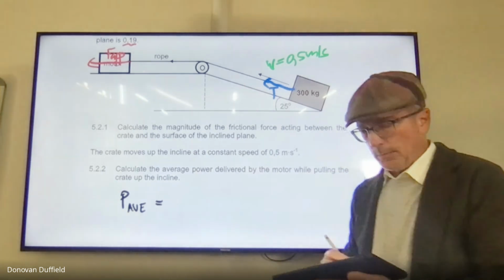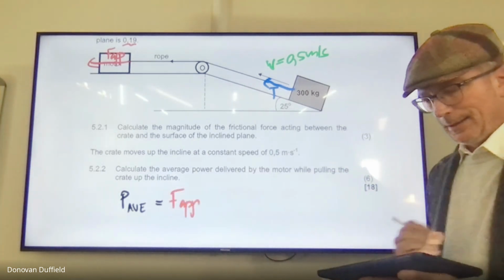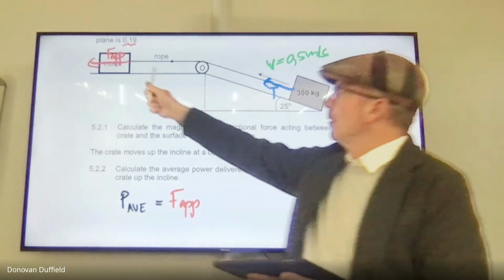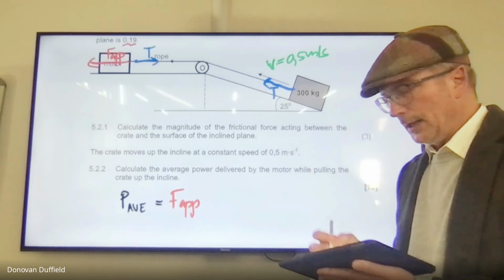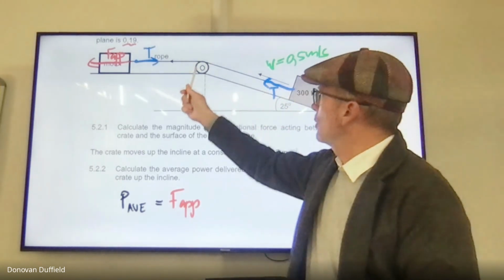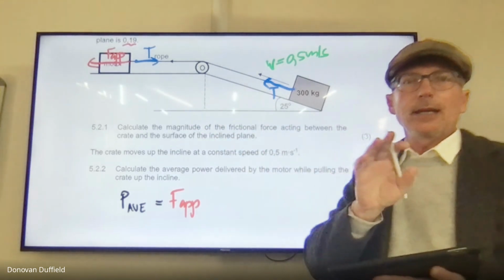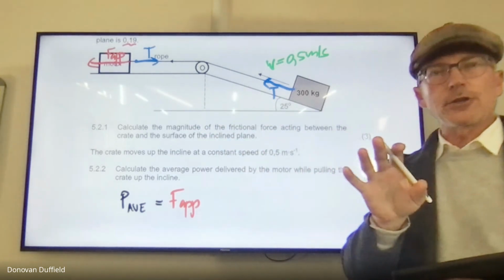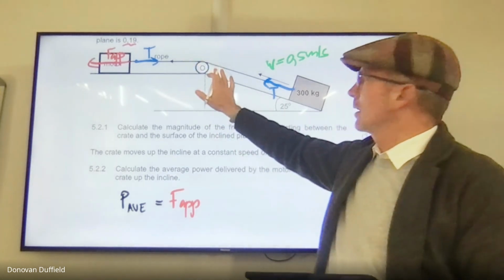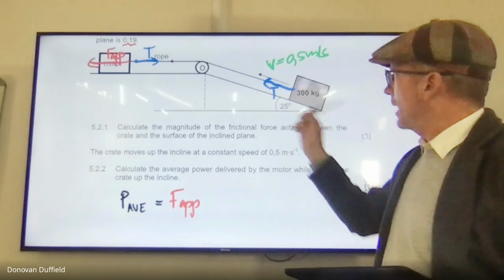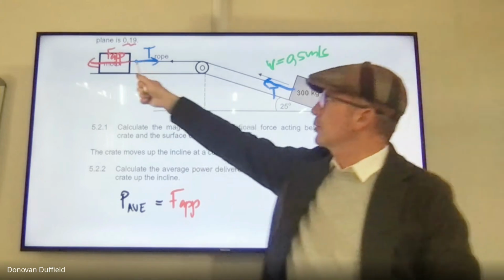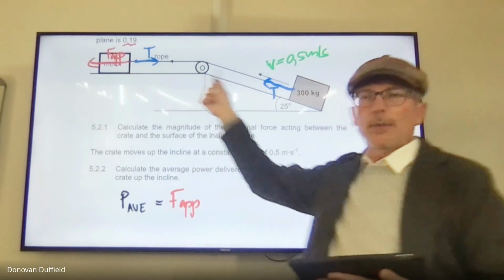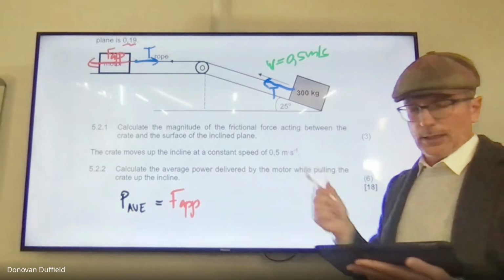Right, remember force applied. The force applied creates a tension. There's a tension force there, and there's a tension force there. Because the pulley is frictionless, the tension on this side and the tension on that side is going to be the same. So in actual fact, the tension force is the applied force. The applied force of the motor is transmitted by means of the tension force to the 300 kilograms.